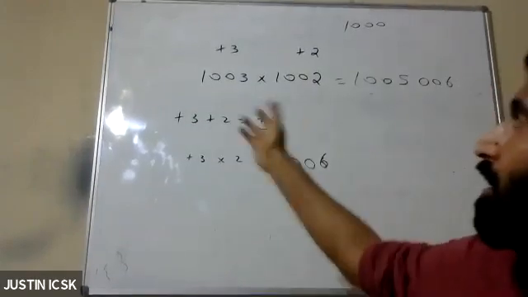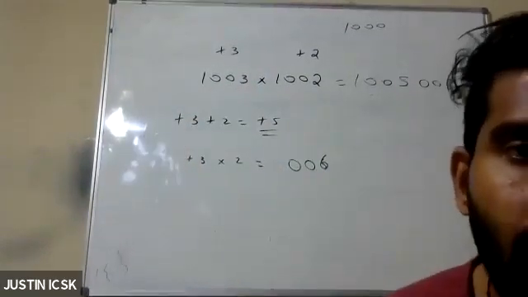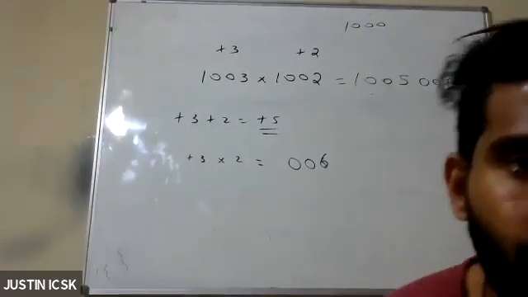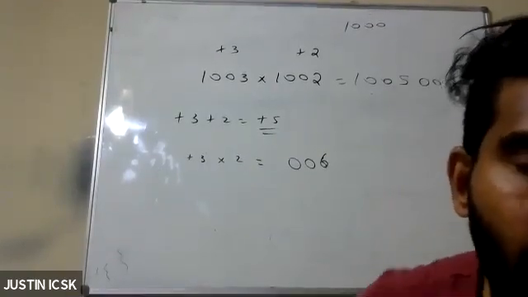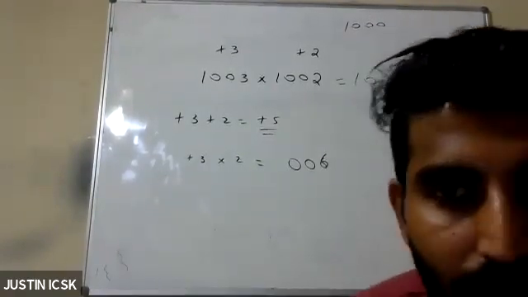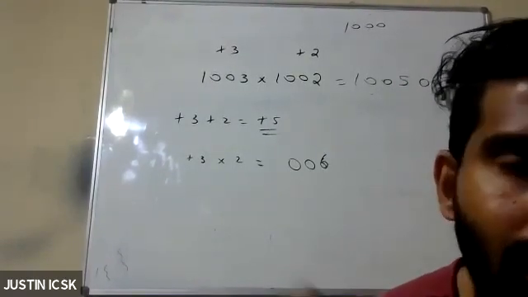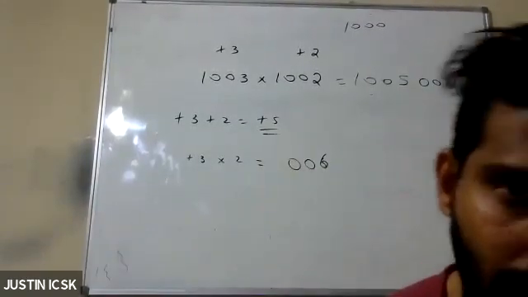We can multiply 9999 into 9998, same method. So any number related to 1000 also we can apply. Any number related to 10,000 also we can apply. Any number related to 1 lakh also we can apply this method. Okay. So not only 100, 1000, 10,000, 1 lakh, all we can apply the same method.